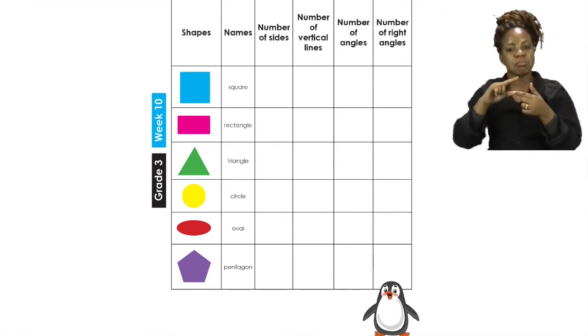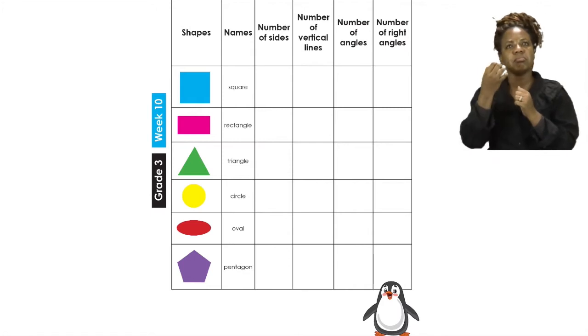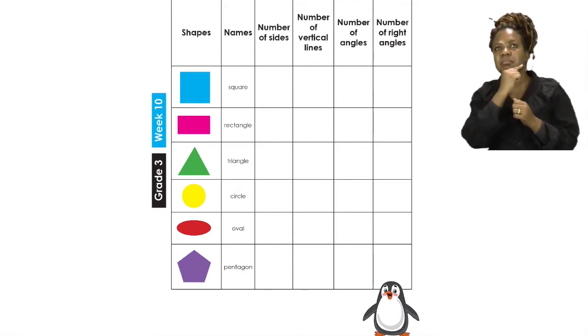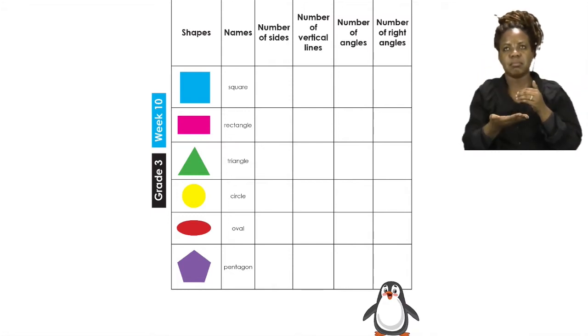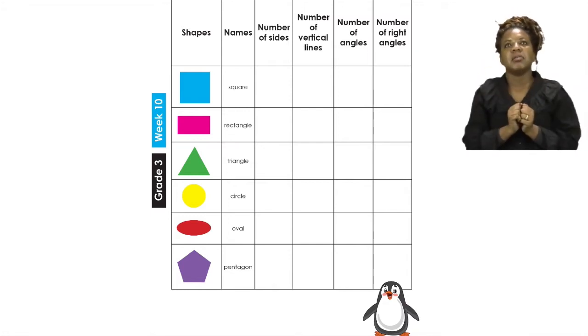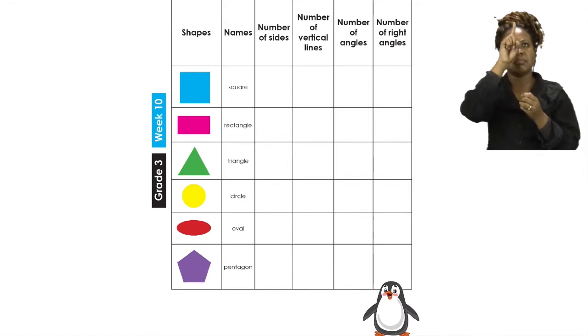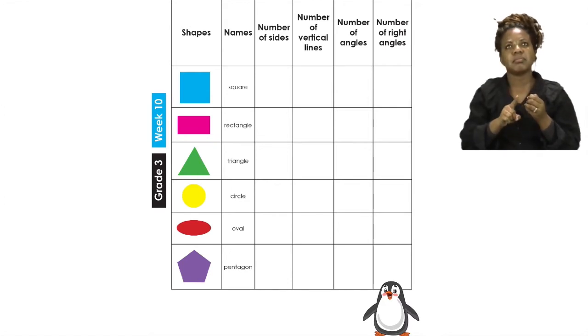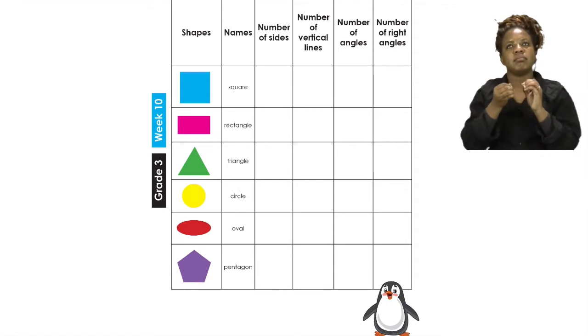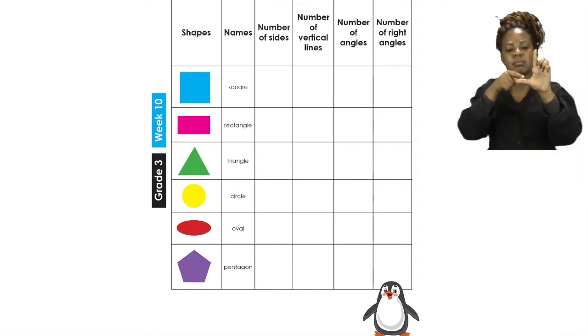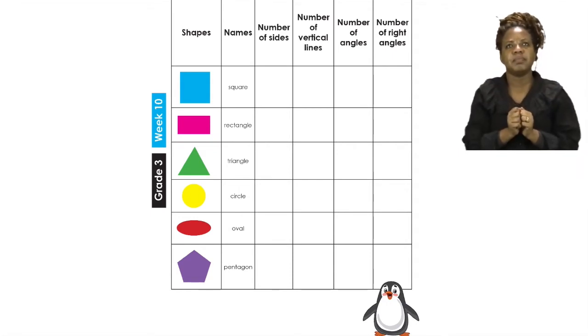Now, these features include the names, the number of sides, the number of vertical lines, the number of angles, and the number of right angles. Now this task I know you're going to have fun doing, but I'm going to help you just a little bit so that you can do the rest by yourselves. So let's take a look at the flashcards.